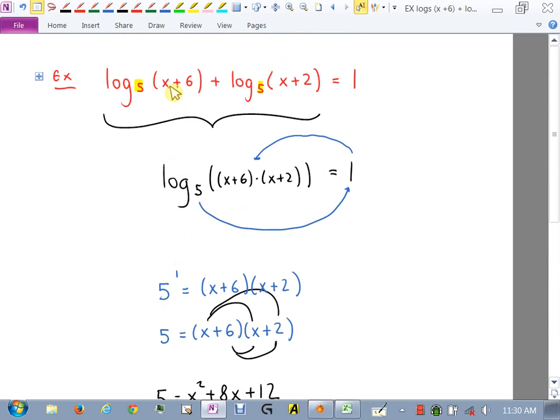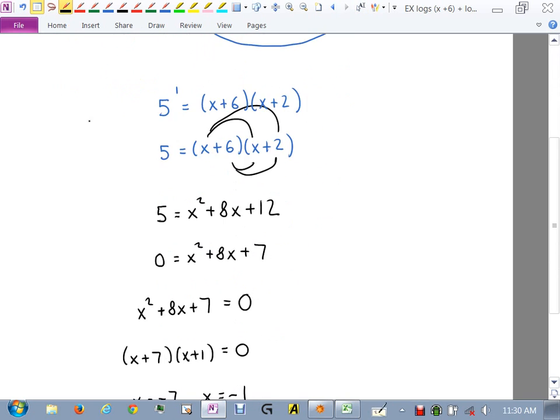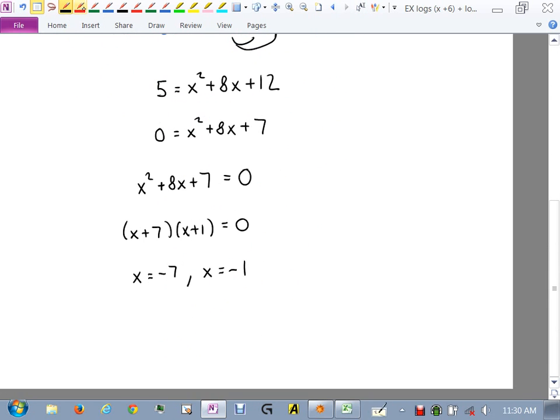Let's try and plug in first -7. If I plug -7 in here, -7 plus 6, -1. Can't do that. Can't have a negative in there, right? So automatically, I'm going to throw out the -7.